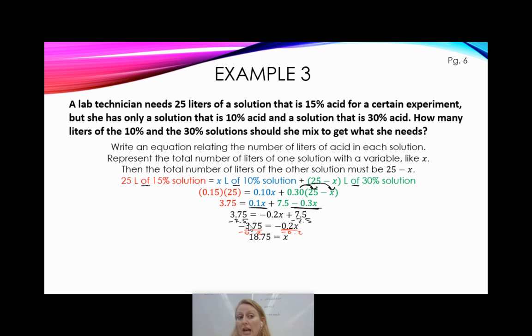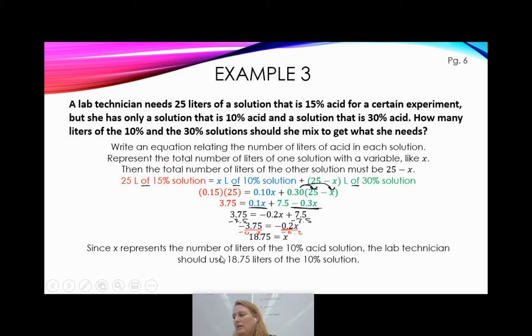Now, we found x. Let's go back and make sure that we answer the question because it wants to know how many liters of the 10% solution, how many liters of the 30% solution. So I want to make sure we get this right. We said that the 10% solution was x. So it looks like I need 18.75 liters of the 10% solution. So x is the number of liters for my 10% solution.